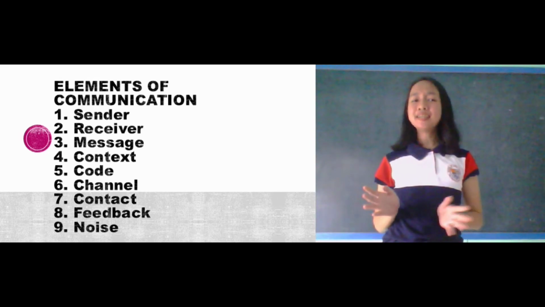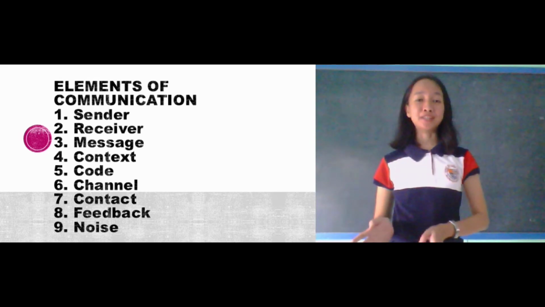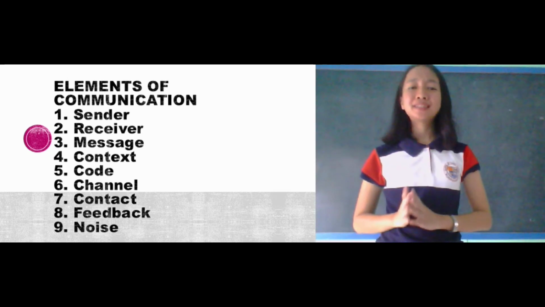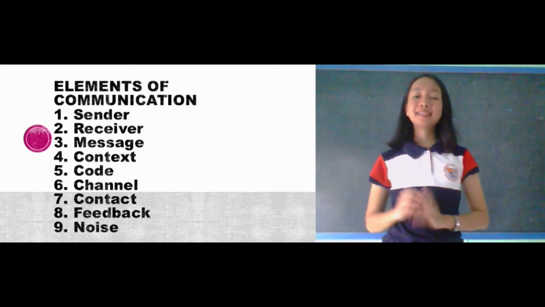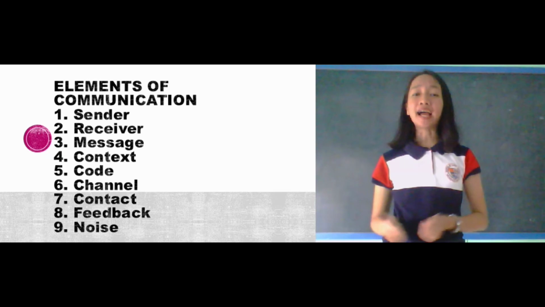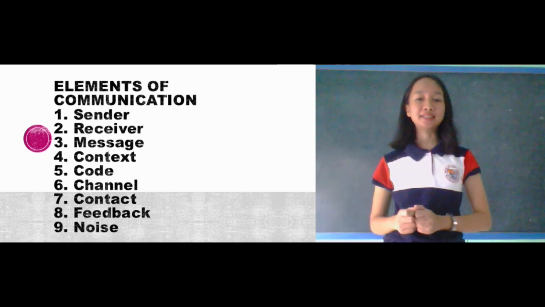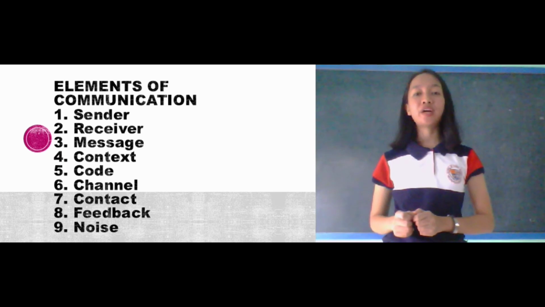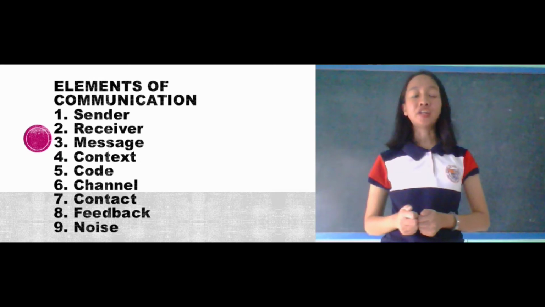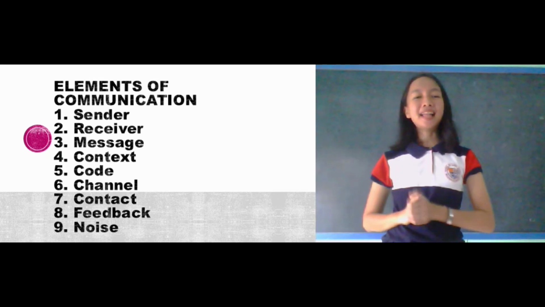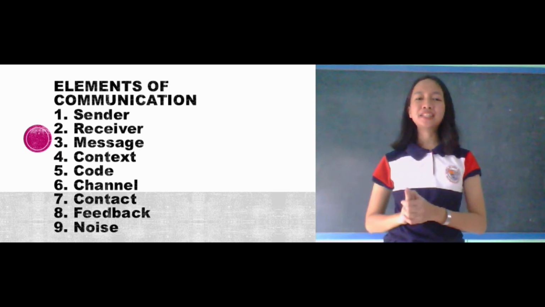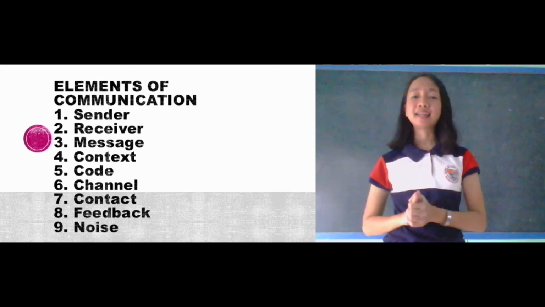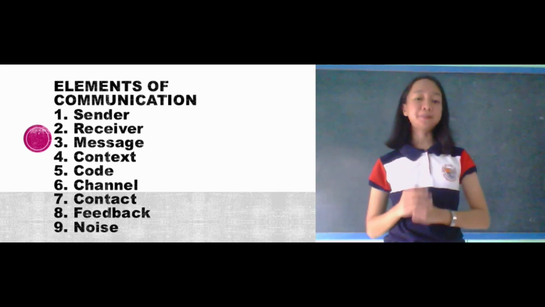Now, let us discuss the 9 elements of communication. The first most important element is the speaker or the sender. The sender organizes and creates the ideas to be communicated to others. It is also the source which produces the message or the information. The second element of communication is the listener or the receiver. The listener or the receiver interprets and understands the message which was sent by the speaker.